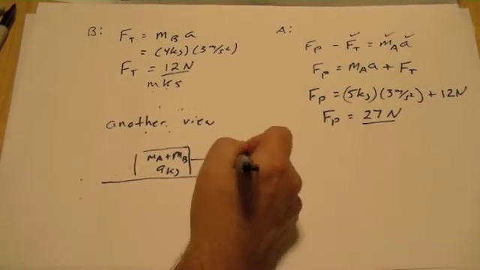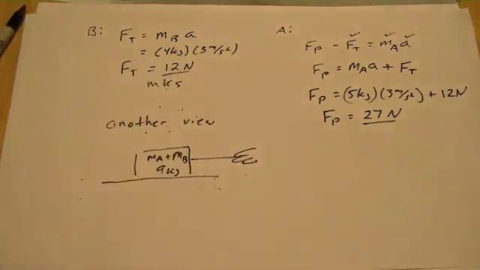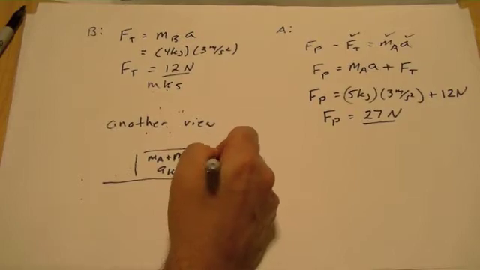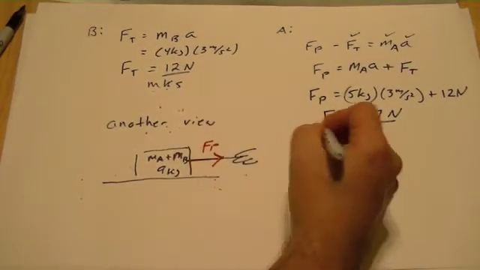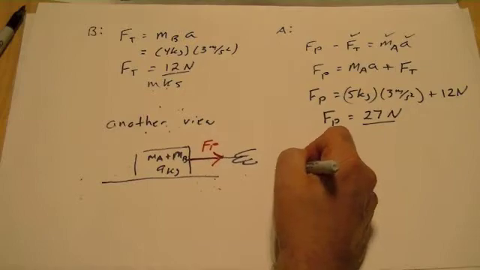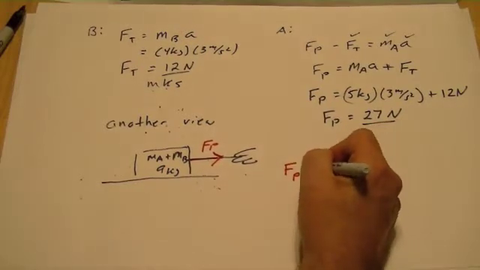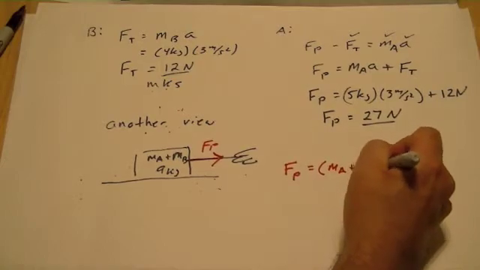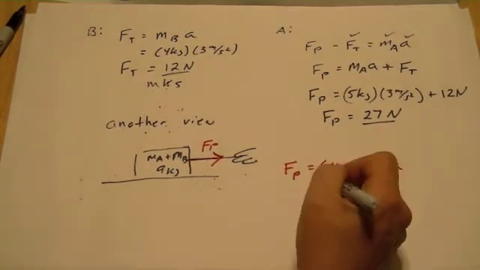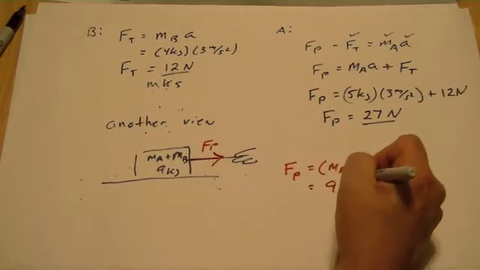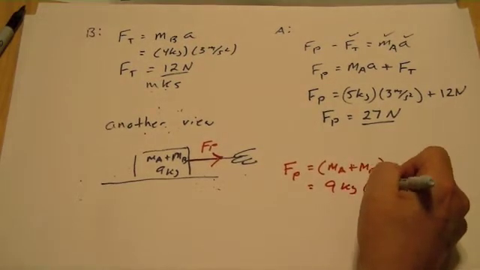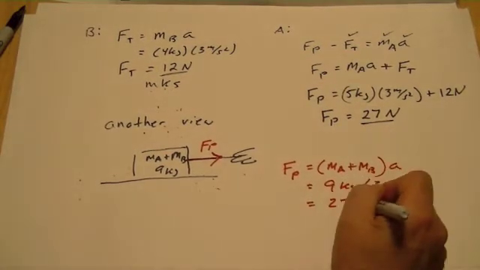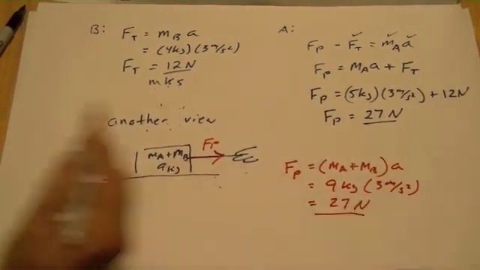And the hand pulling that would have just a single pulling force, FP, and I would say that FP equals MA plus MB times A, or I would get 9 kilograms times 3 meters per second squared equal to 27 newtons, which is the answer we got before.